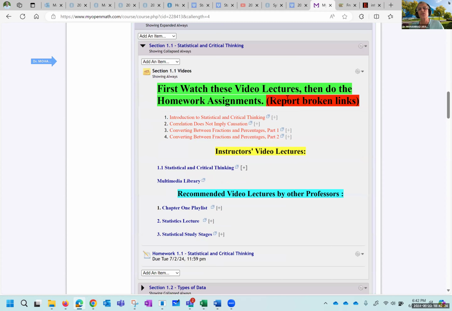First, watch these video lectures and do the homework assignments. Look at these video lectures in red. In the past, some students just watched those. They don't look at the PowerPoints. They don't look at any other videos. They just watch those four. See, these are my videos. These are recommended videos. But in the past, I've seen some students just do the ones in red, and then they do the homework. And they do well.